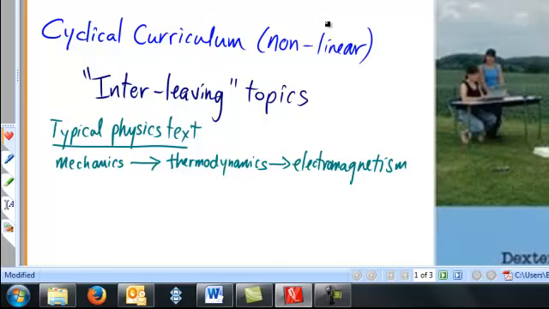At the end of such a course, you might find that you really know well how to handle the motion of charged particles in a magnetic field, a topic that you studied in April, but you don't really remember how to handle projectile motion because that's what you finished back in October.